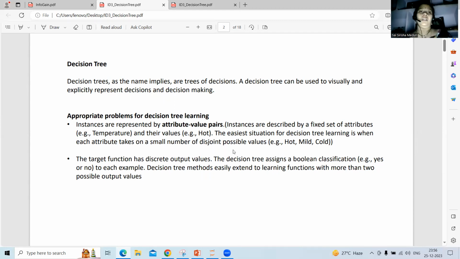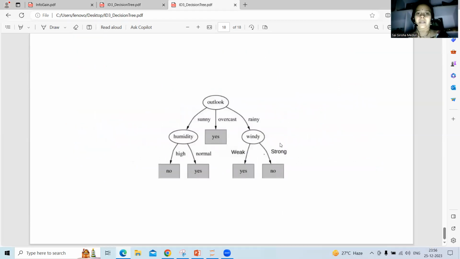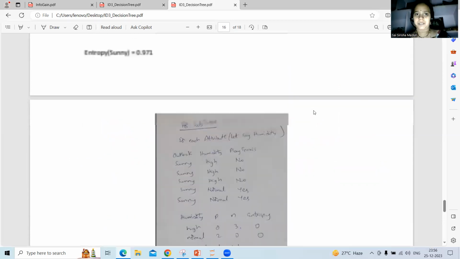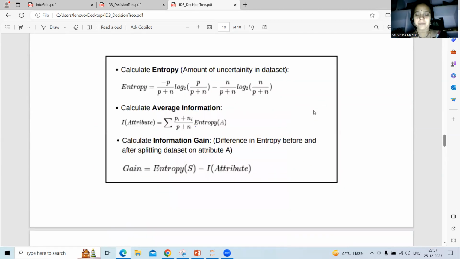Now, I want to explain the problems, the places where we can use this decision tree. For example, let's say the instances are represented by a fixed set of attribute pairs, as I already said. Let me show you the data set. That will be easy.